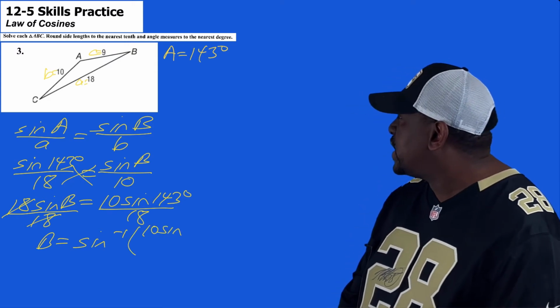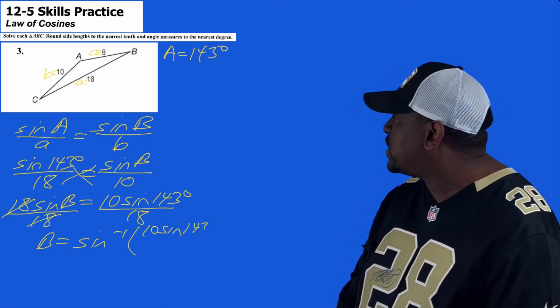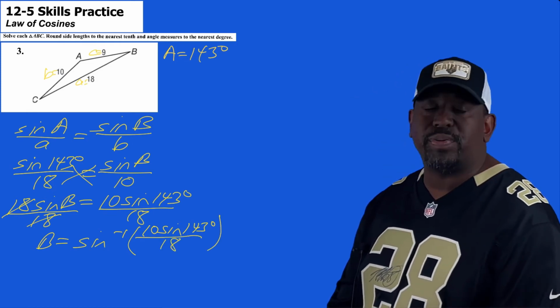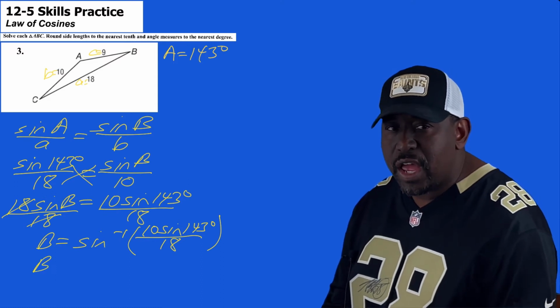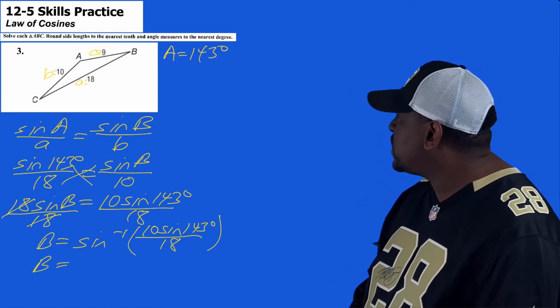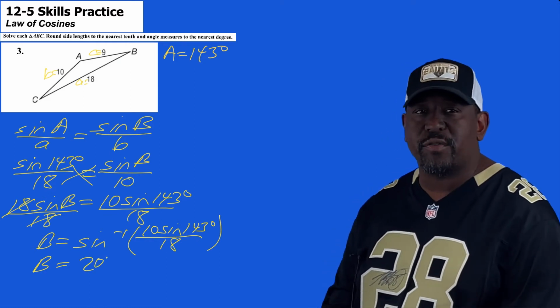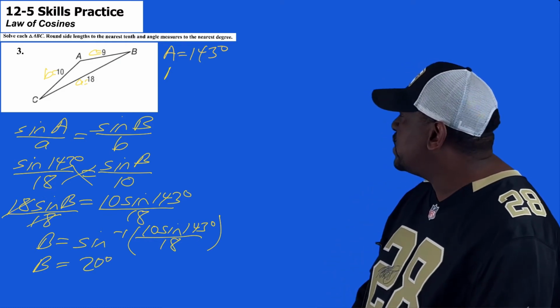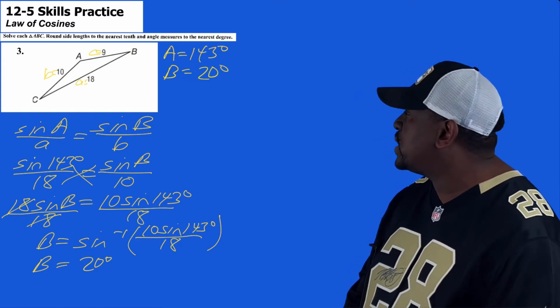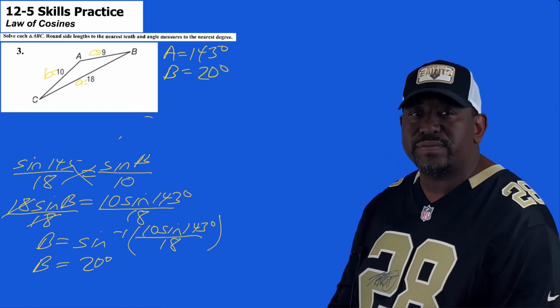And so we have the inverse sine of the quantity 10 times sine 143 degrees divided by 18. We plug that into our calculator, and we're going to round angle B to the nearest degree. So get your calculators and do that right now. And we end up with a value of 20 degrees for B. And so that's our answer.